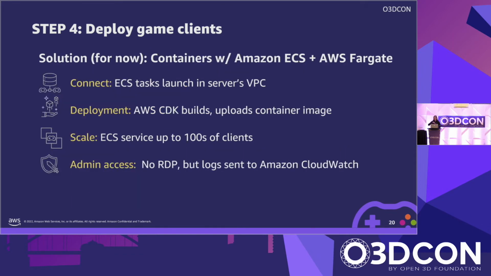So that's what we've ended up with. We have the clients running in Amazon Elastic Container Service with AWS Fargate, which is the serverless container engine on AWS. So going back to what our requirements were, clients can still run and connect to the server within the same VPC. And deployment is just as easy because we can still use the CDK and then use Docker, much like we did for EC2 Image Builder, to actually build the container image and deploy that. And then scaling is easy because our ECS service can easily scale up to even hundreds of clients, which is probably more than we need right away.